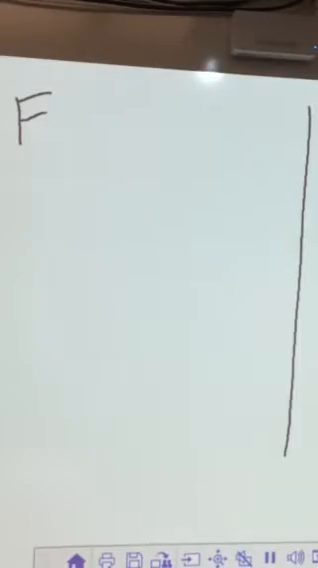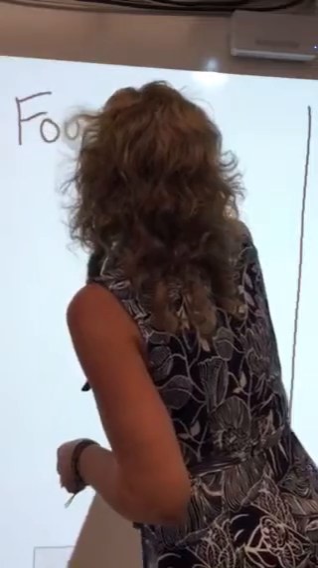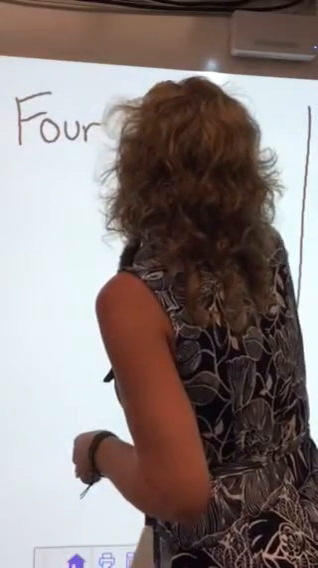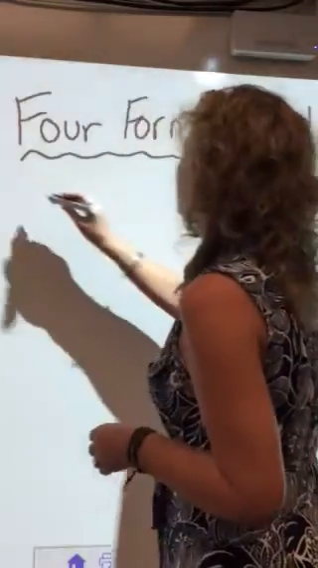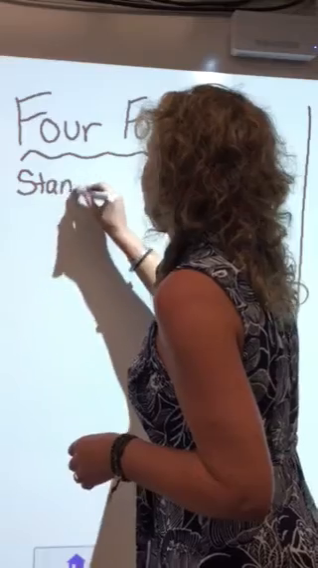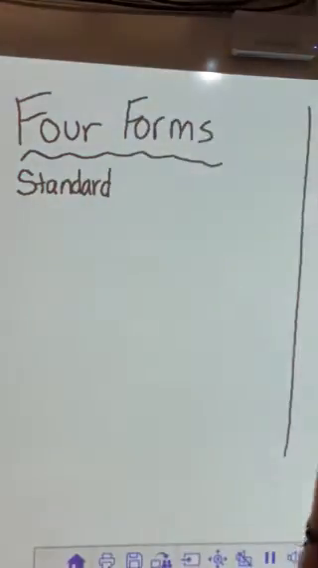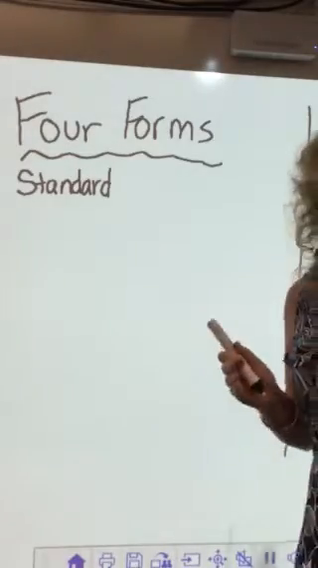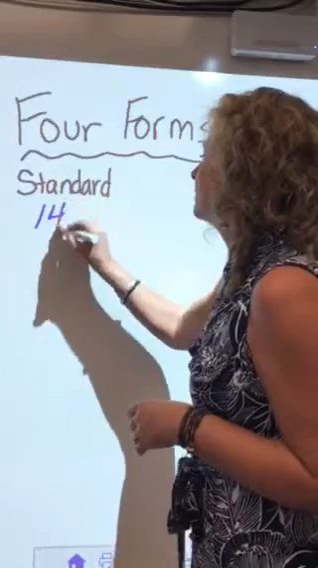Okay, we're going to go over the 4 forms of numbers. You guys were so good when we talked about this that I know you're going to do a great job now. The first form, you know it. It's standard form. It is regular, everyday, ordinary, what you expect to see numbers. It's what you're used to seeing.